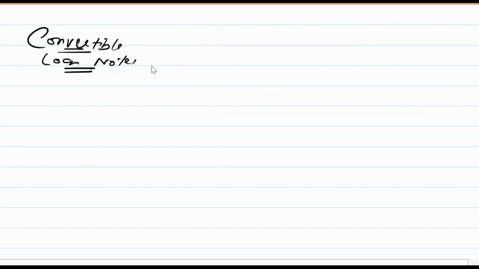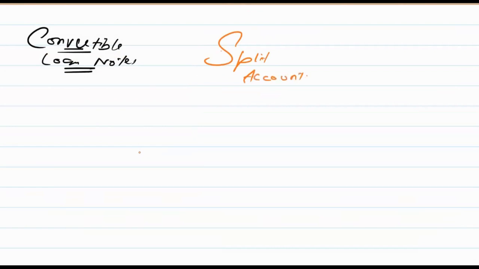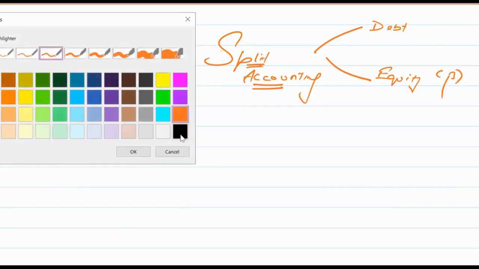So the convertible loan notes are recorded using what is named as split accounting. Split accounting means that you need to distribute your convertible loan note into the debt portion and the equity portion. Equity portion is actually the remainder as a balancing figure. So there is a very, very easy format.